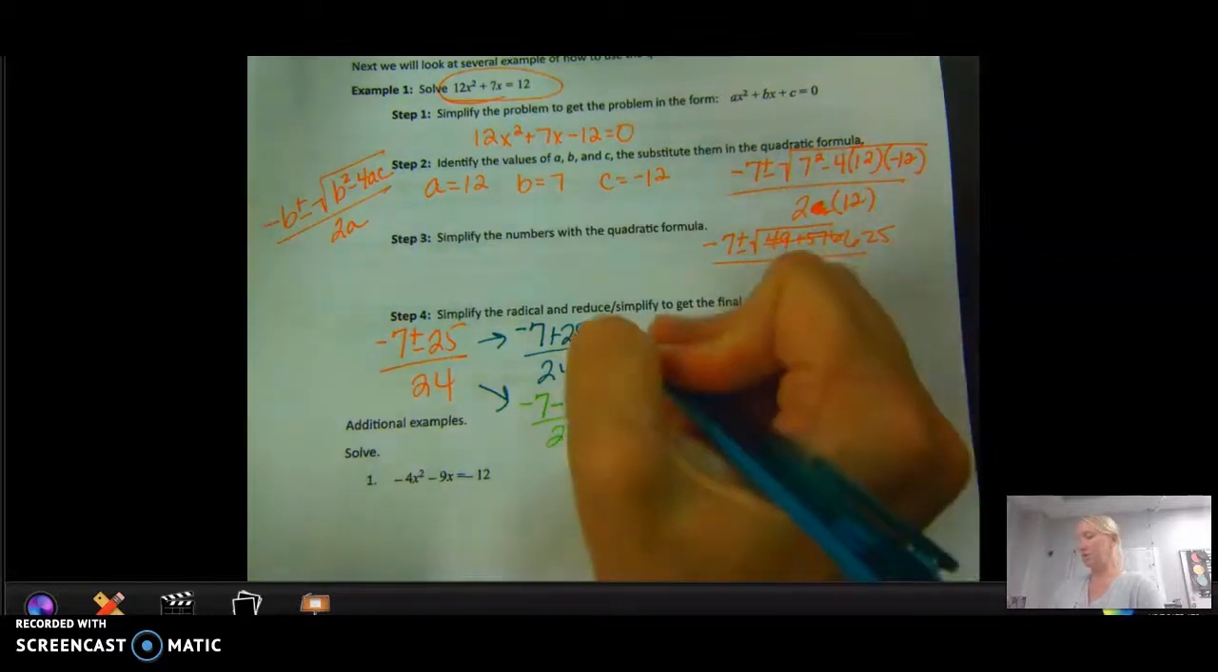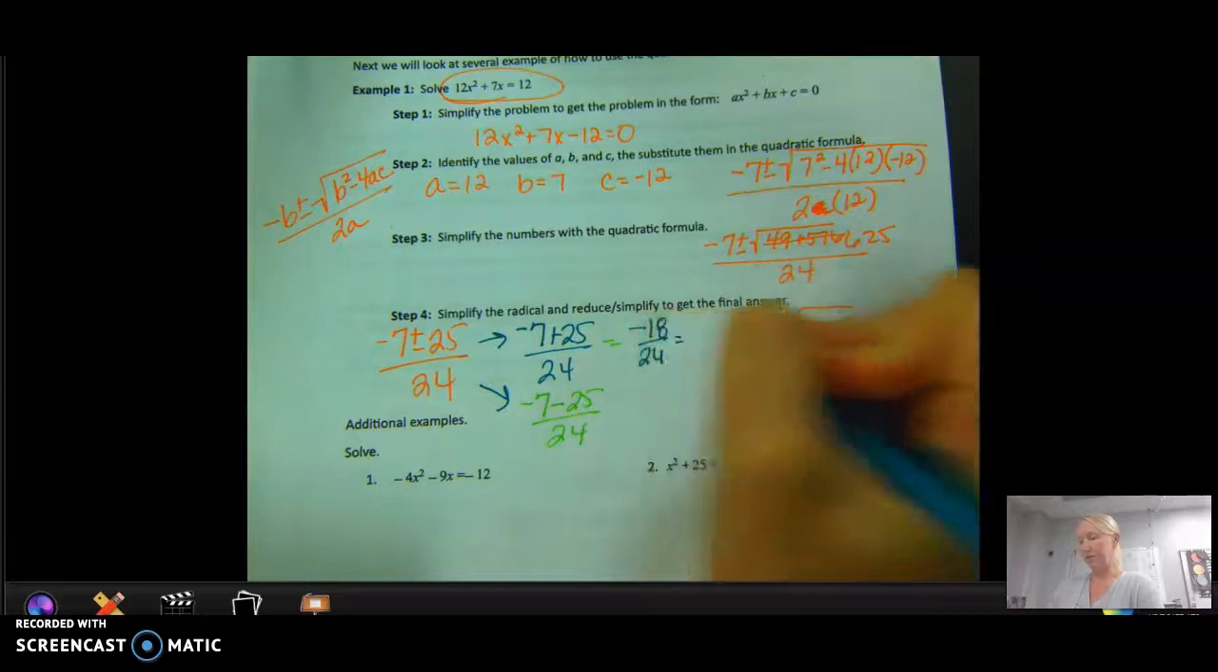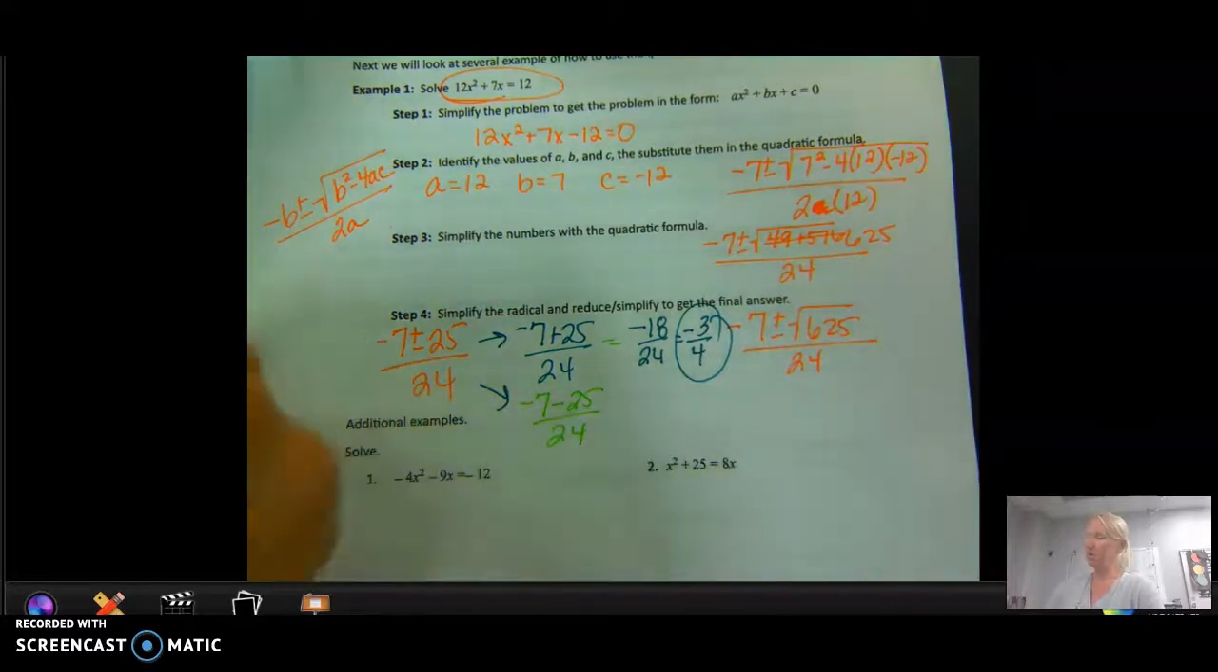6 goes into both, so that's a negative 18 over a positive 24. So that's a negative number. 6 goes into 18 3 times. 6 goes into 24 4 times, so it's negative 3/4.